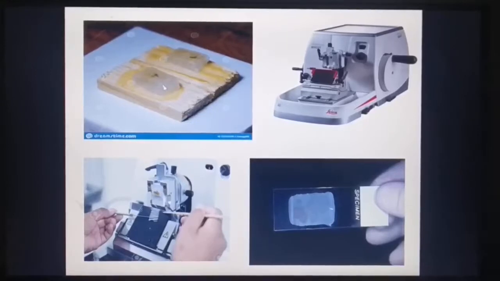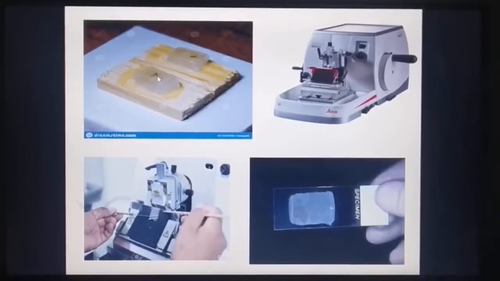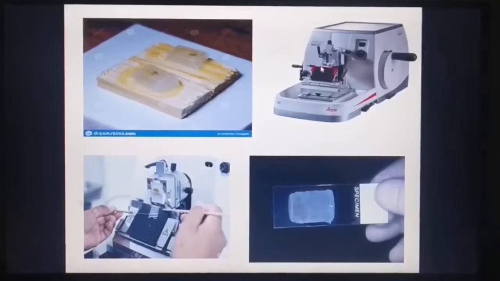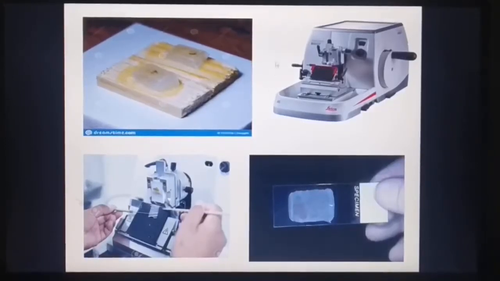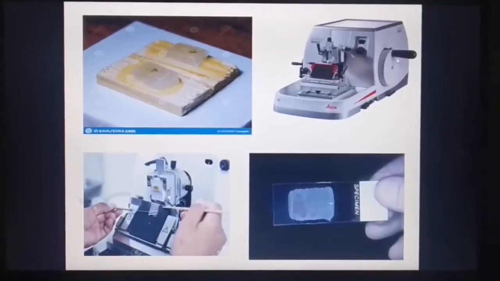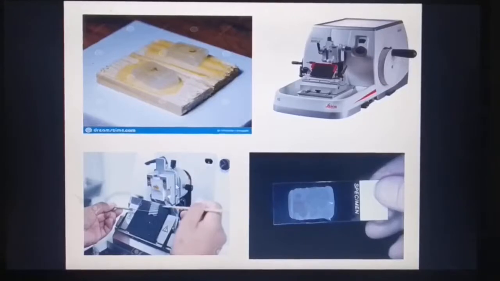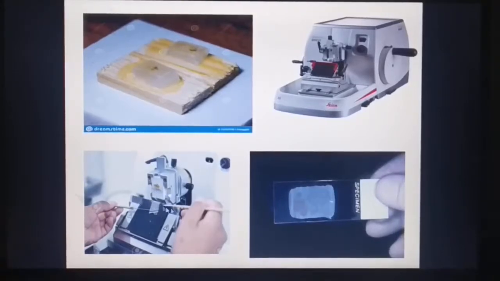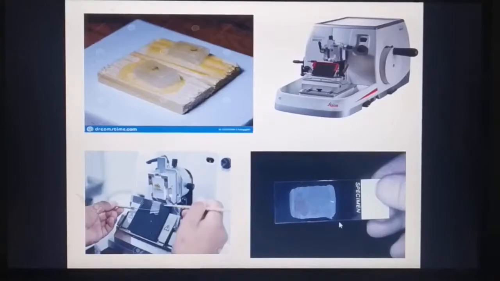This is a wax block containing the tissue, and this is a microtome. The wax block is fixed here, there is a platform, and the handle of the microtome is rotated. As you rotate the handle, the block moves up and down. There is a knife here which cuts the block into thin sections. The sections are then taken onto a clean slide smeared with egg albumin and are fixed.